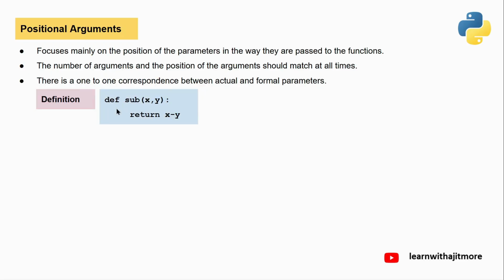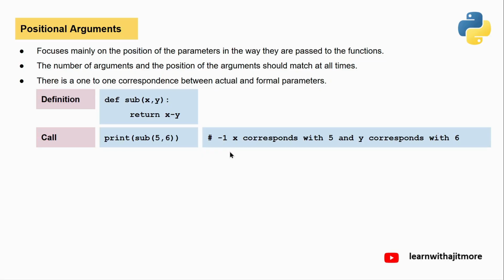For example, you can see, I have defined one function sub with two formal parameters x and y, and we are just returning the subtraction of it. Now I'm calling the function with two arguments, 5 and 6. The actual count is 2, and the formal count is 2. The count is the same. Now 1:1 correspondence: 5 will correspond with x, 6 with y. Therefore 5 minus 6, minus 1. Get it? The answer is -1. X corresponds to 5, y corresponds to 6.